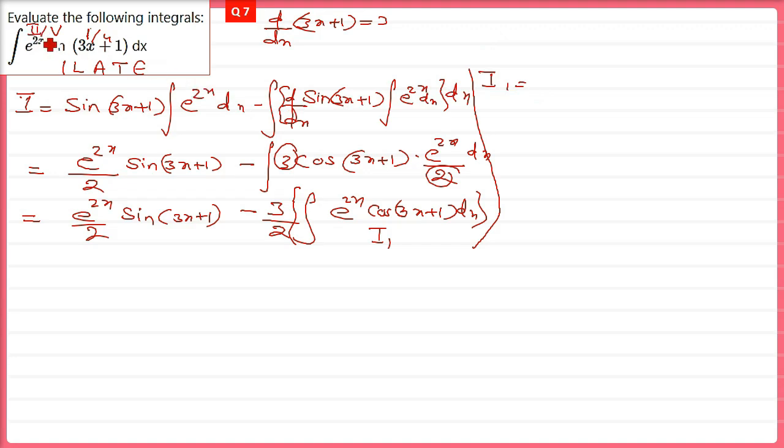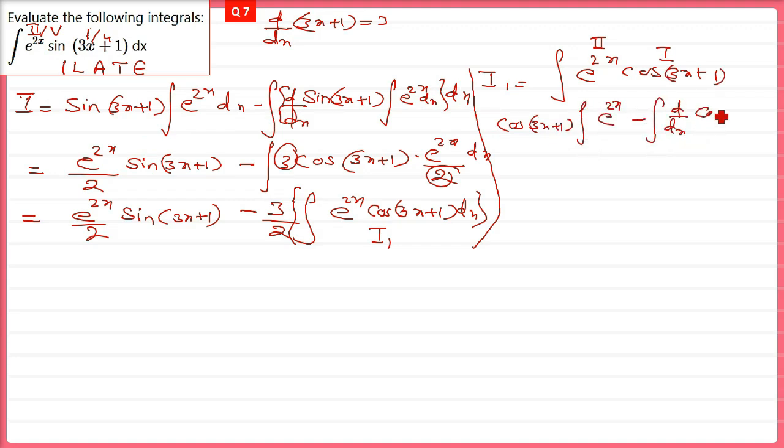I1 is equal to, same thing we have to do. So we'll again apply ILATE. So e raised to x cos 3x plus 1 has to be integrated here. First function is cos 3x plus 1, so the first function will come first. Then the integration of e raised to x, minus the integration of d by dx of cos 3x plus 1, then the integration of e raised to x again.